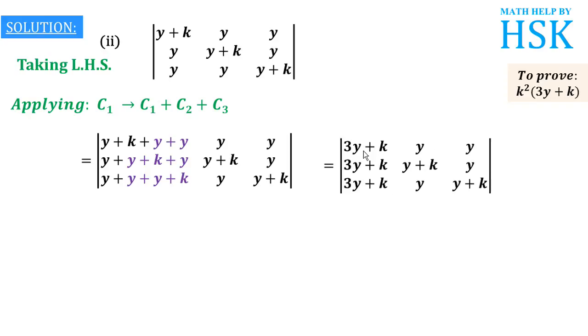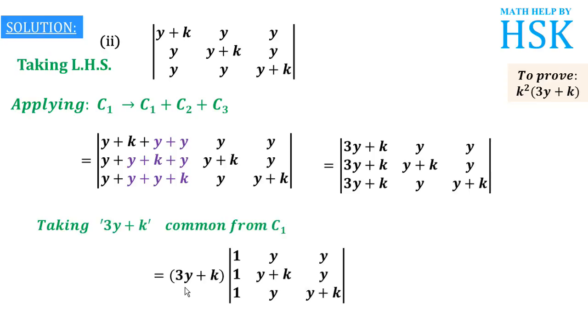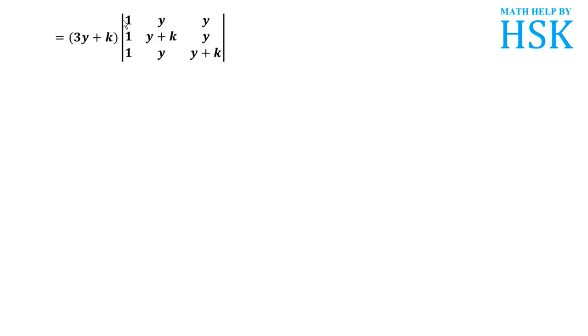Further, I can take 3y plus k common from the first column. So I am going to obtain this as 3y plus k, 1, 1, 1, and column 2 and column 3 as they are. Again, the determinant has all the elements equal to 1 in column 1, so it can be converted into a very easy form by making these two elements in column 1 equal to 0. So applying R2 is changed to R2 minus R1, and R3 is changed to R3 minus R1.